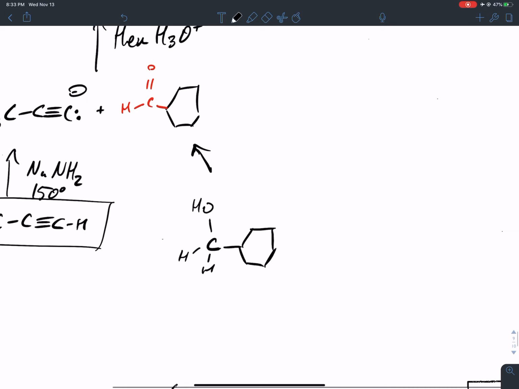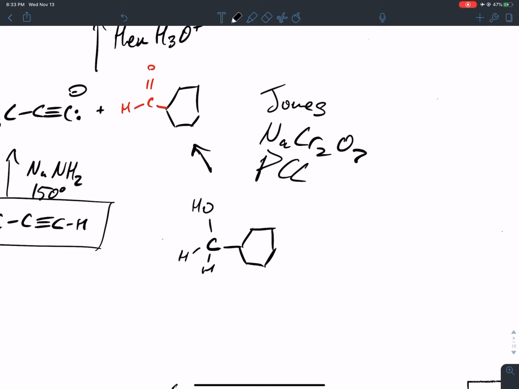What reagent is going to turn this alcohol into an aldehyde? So we're oxidizing it, right? We're going to use one of our oxidizing agents. So our oxidizing agents are Jones, we have our dichromate, and we have PCC. So if you use Jones, let's use Jones here. What do you get if you use Jones on that thing? You get a carboxylic acid on there. Do you want a carboxylic acid? No, you want an aldehyde. Is there something else we can do to have it stop at the aldehyde?